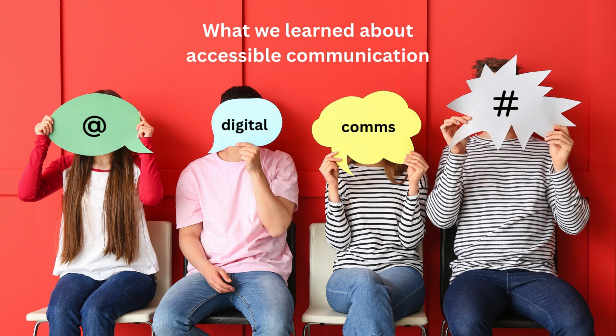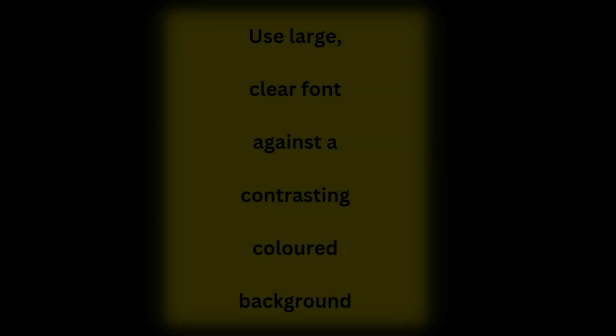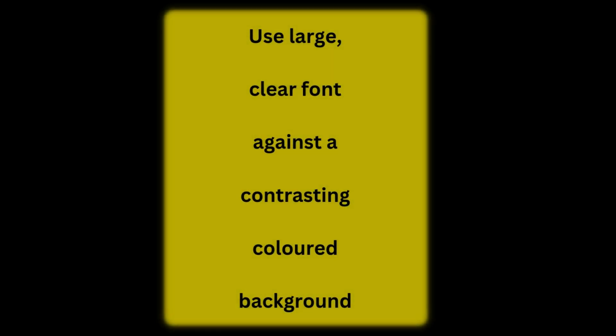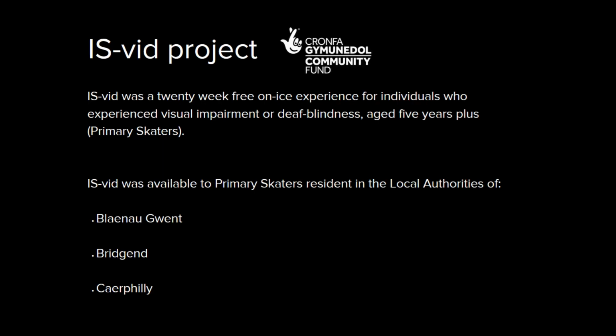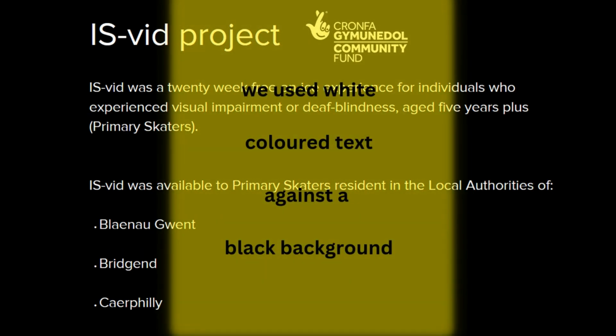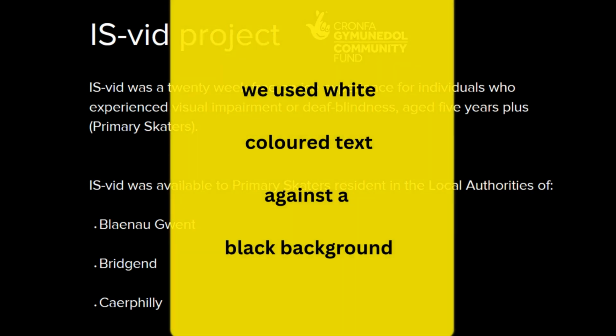Producing digital communications for users who experience visual impairment. We learned that by using large clear font, minimum of 18 points, against a contrasting colored background was easier for users with VI to read. We used white-colored text against a black background for ultimate contrast. We kept the text aligned to the left.